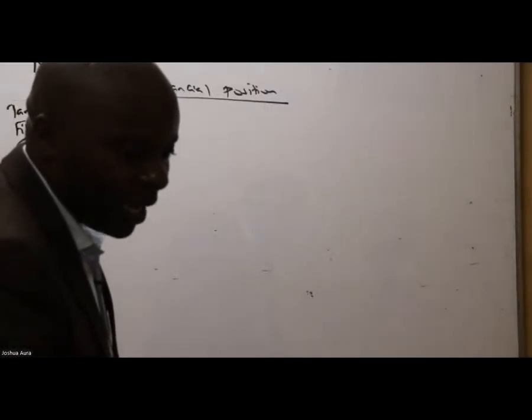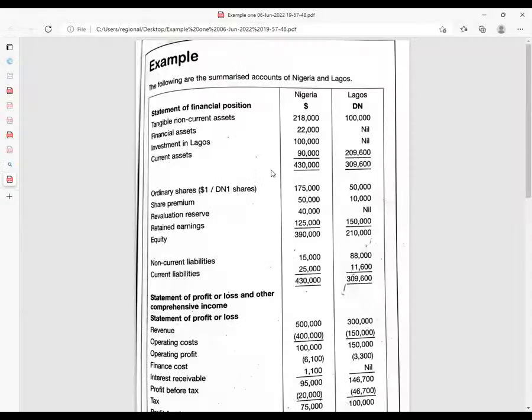Now, ladies and gentlemen, after that, I'll be having a section here for the total assets. We have here total assets. And then from there, we go straight away to the equity and liabilities. So equity and liabilities, we start with share capital.